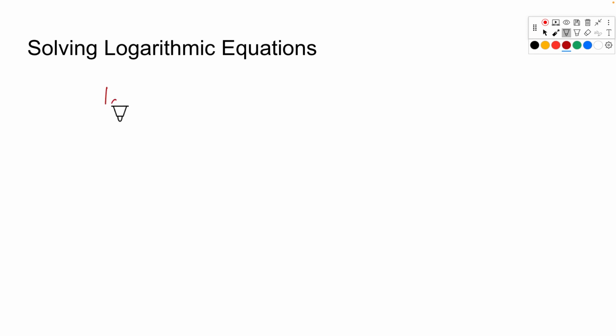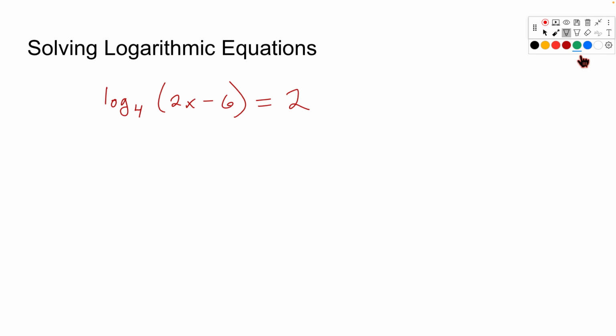So I think we had something like log base 4 of 2x minus 6 equals 2. So we're going to see something like this. It might be a little bit more complicated. But what would we do to solve this? Well, that x is inside, so I've got to get it out.